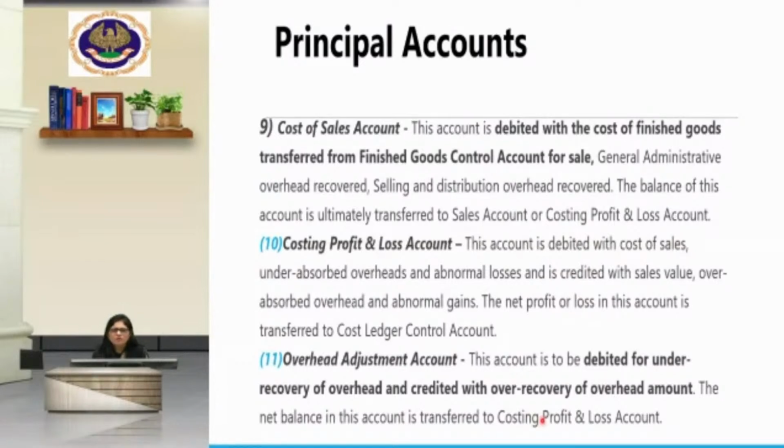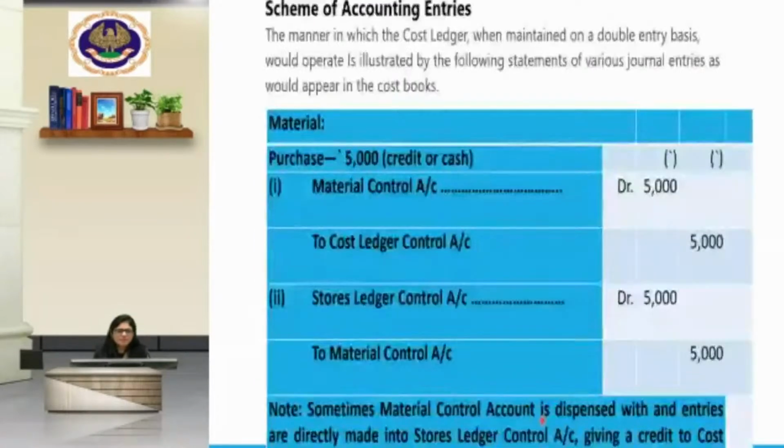The output of cost of sales will be transferred to sales account or costing profit or loss account. Costing profit or loss account will have all sorts of transfers from cost of sales. So cost of sales will be transferred to costing profit or loss account, and the sales will be transferred from cost ledger control account. Overhead adjustment account: overheads are either over-absorbed or under-absorbed. We'll be learning how we have to do this. So these are the scheme of entries we'll be doing.